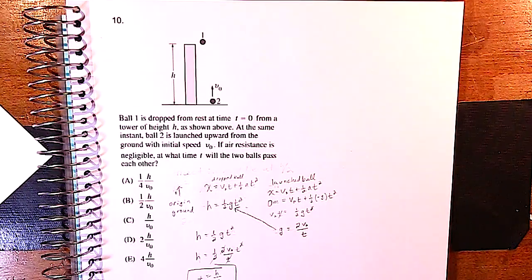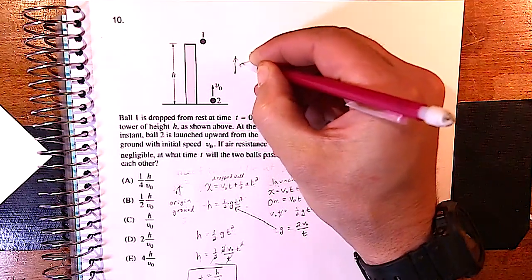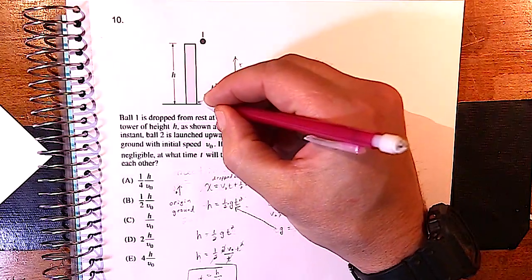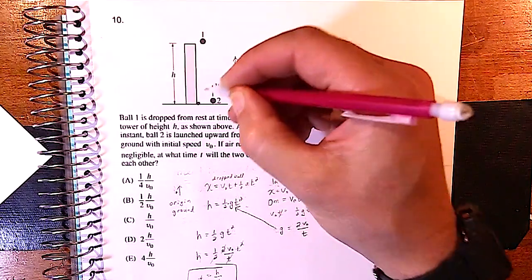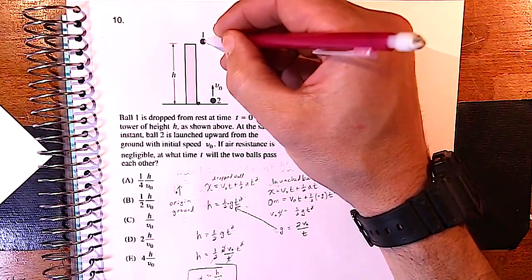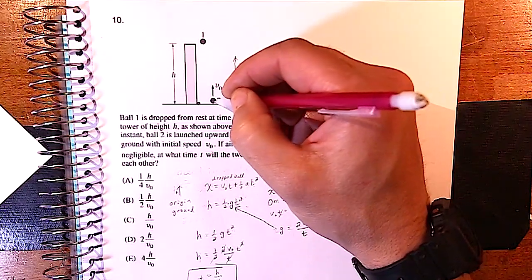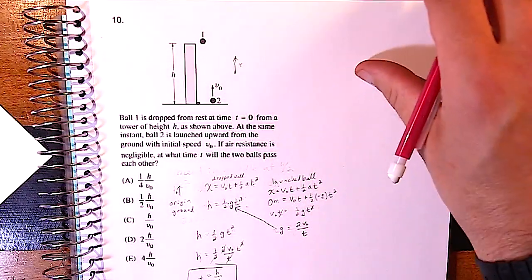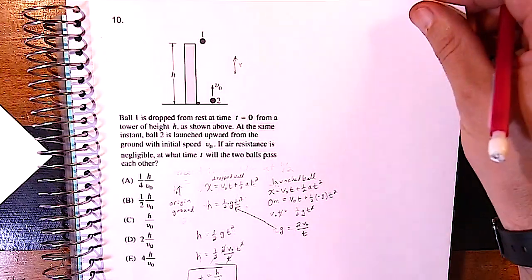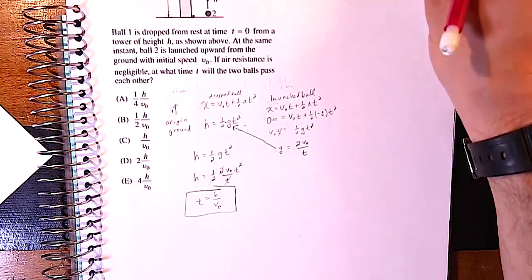This question is very tricky. And the way that I ended up solving this was to call up to be positive, and then to call the origin of the problem the ground. So the ground is 0 meters. So this ball is at height h, whereas this ball is at height 0. So they want us to get an answer for time in terms of h and v naught. So let me show you how I did this.